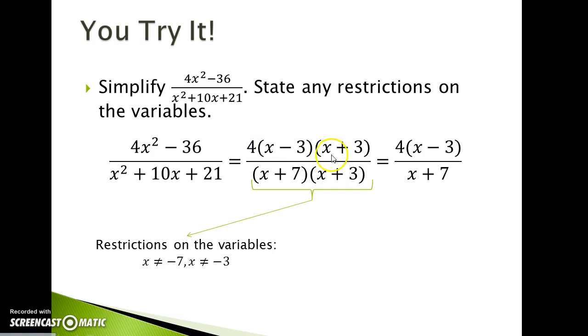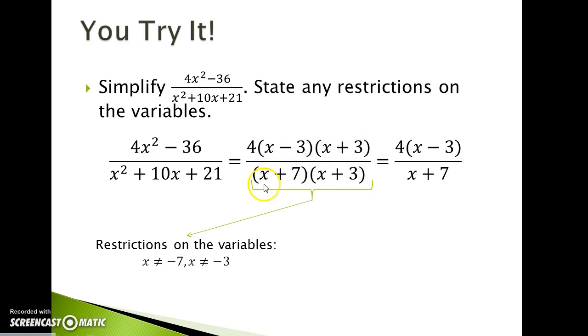You were able to simplify the top, and the way that you did that was first pulling out the greatest common factor of 4. That would have left you with 4 times x squared minus 9, and you should recognize x squared minus 9 is the difference of squares. So a squared minus b squared equals a plus b times a minus b. I reduced x squared minus 9 using the difference of squares to get x minus 3 and x plus 3.